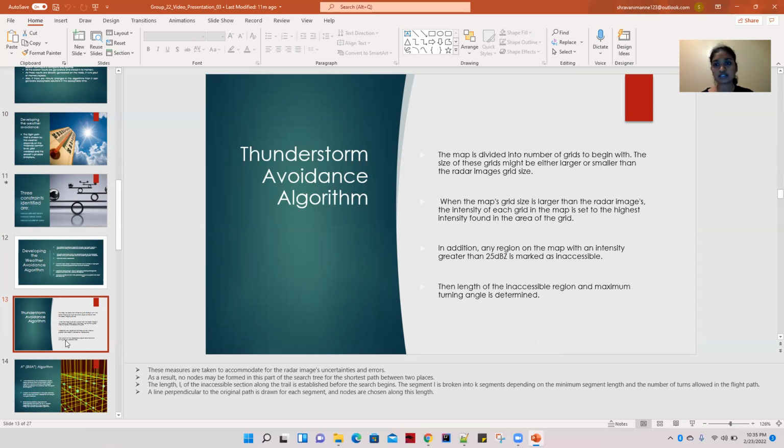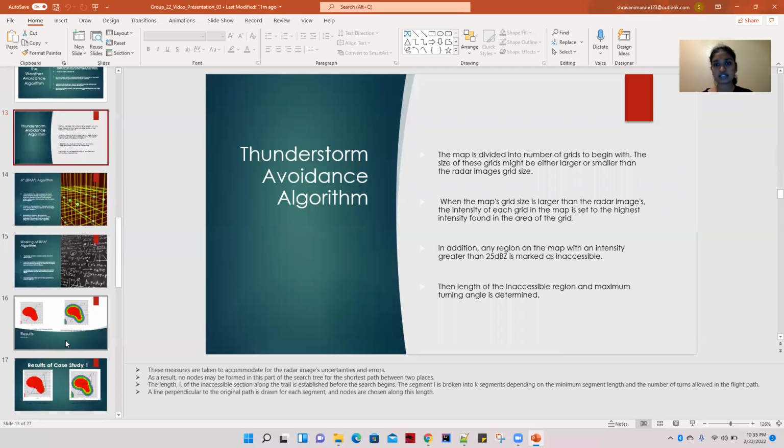And also we should consider if there is any region with an intensity greater than 25 decibels, it is marked as inaccessible. Thus, the inaccessible region length is determined after the turning angle is determined.